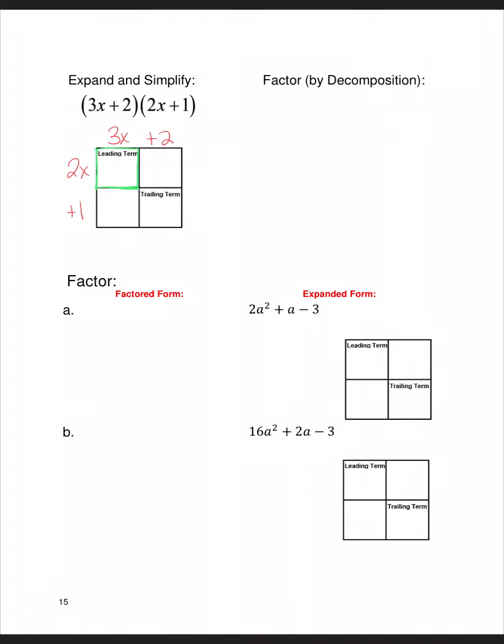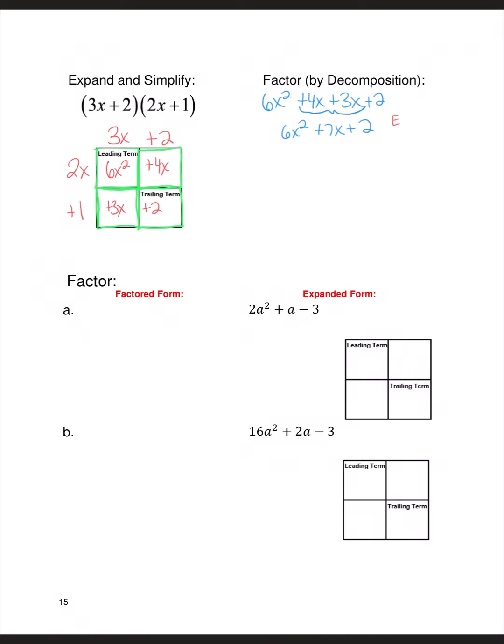So I'm going to take the area of this first box I've highlighted in green. So 3x times 2x is 6x squared. And then this box would be a 2x by a positive 2. So that is going to multiply to a positive 4x. And then we'll move down to the bottom row. We have a 3x times 1 is going to be a positive 3x. And then finally on our trailing term, we have a positive 1 times a positive 2. So we'll take all of those and we will add them together. So we'd have 6x squared plus 4x plus 3x plus 2. Okay, we're going to combine our like terms. So we're going to get 6x squared plus 7x plus 2. So that's how we would get it to expanded form.